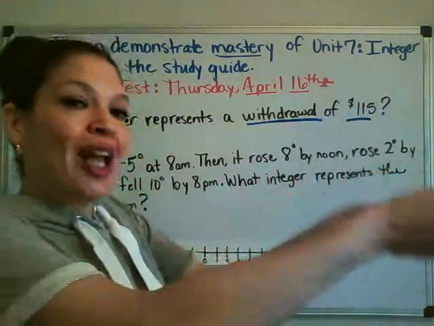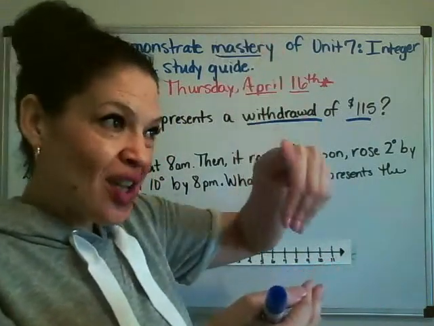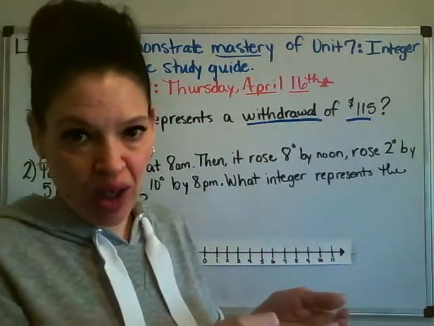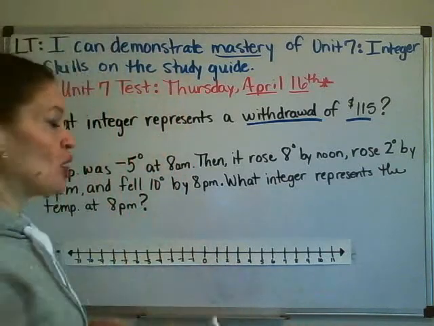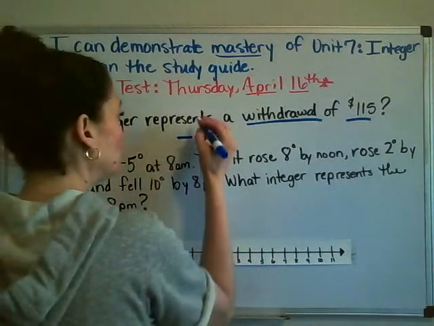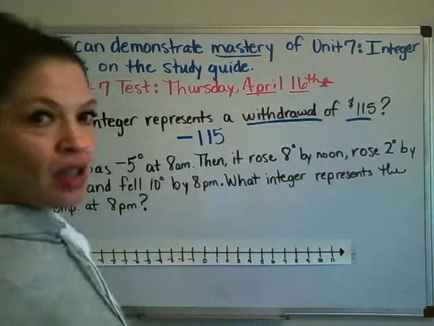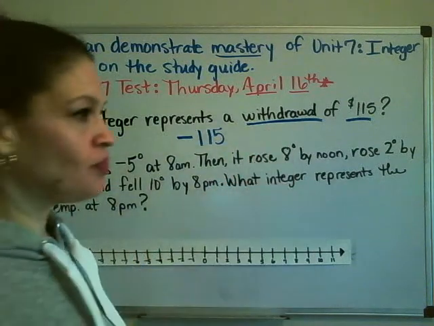Well, what does that mean? Withdrawal means when you take money out of your account, so that the balance goes down because you've taken that money out, so it's not in your bank account to spend. So a withdrawal of $115 is represented by a negative 115. That is the integer that represents this situation.